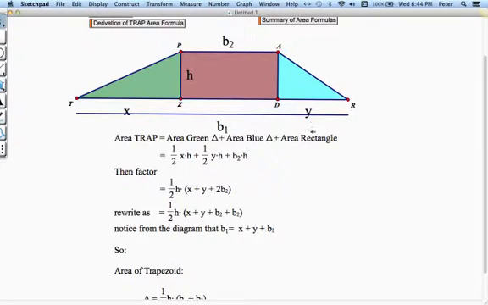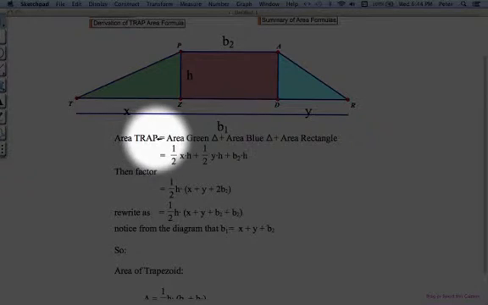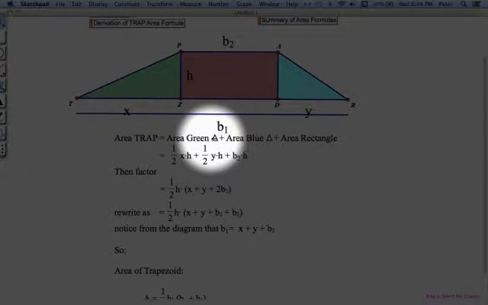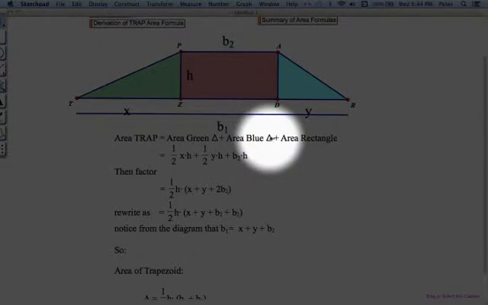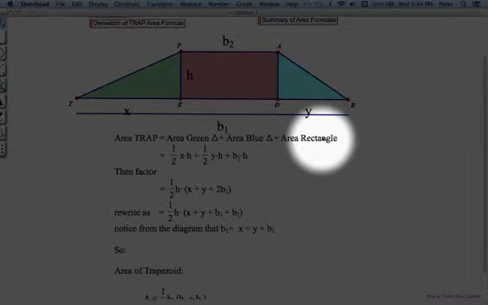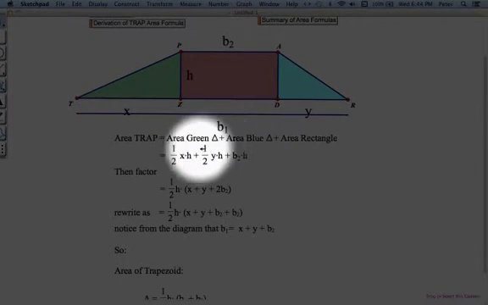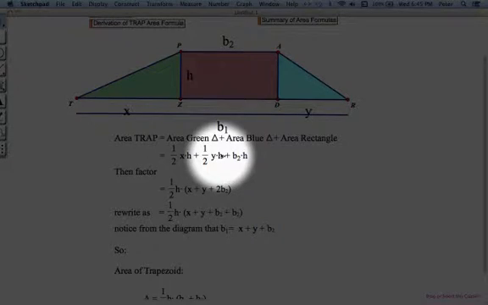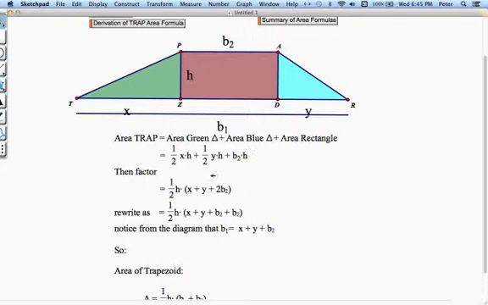Okay, so the area of this trapezoid is going to equal the area of the green triangle plus the area of the blue triangle plus the area of the rectangle. If I plug in the values, it will be 1/2 x times h, plus 1/2 y times h, that's the blue triangle, and then b2 times h, that's the area of my rectangle. I'm going to factor this then.